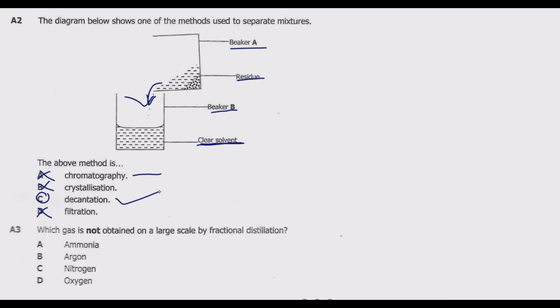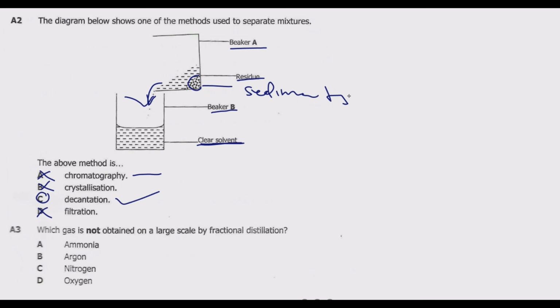If you look at decantation, you use it to separate an insoluble suspension that settles to form a sediment down. This is the case where we are saying this is residue, which are sediments that you use to separate from the clear solvent. Hence decantation is the best answer in this case. Let us look at question A3.